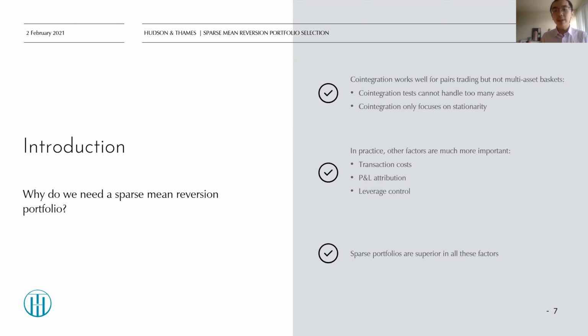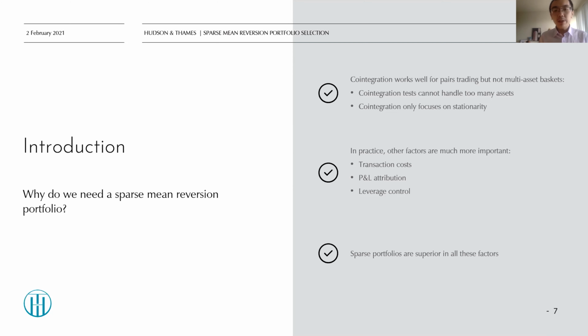So for one thing, co-integration tests cannot handle too many assets. I think in Ernie Chan's algorithmic trading book, he mentioned that the co-integration test implemented in MATLAB can only handle about 12 assets at most. I'm not sure if this limitation has been lifted in the Python implementation, but for sure your test power will decrease as you include too many assets in your co-integration tests.